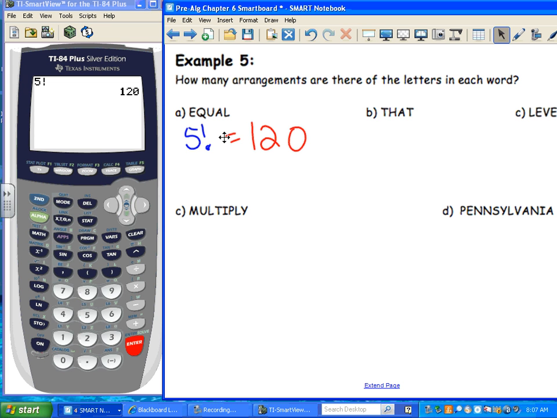While you think about that for a second, any questions on that? Kevin? Good, I'm glad to hear that. All right, let's go to the word that. Besides it being a different word, what is different with the word that than the word equal? Grace? Awesome. It has a repeat.